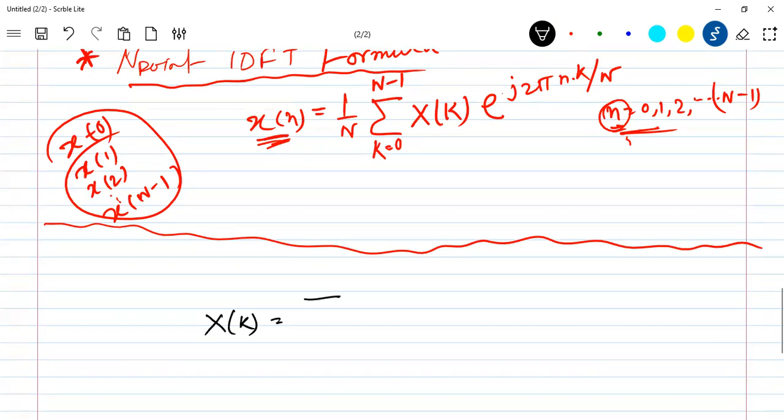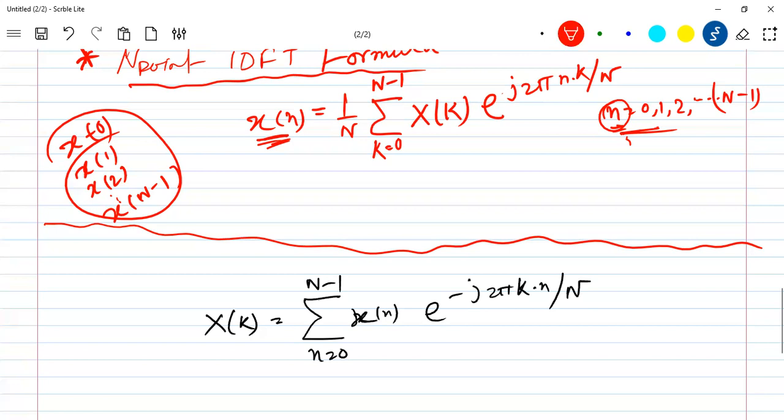So here the formula of DFT: summation n equals 0 to capital N minus 1 of x[n] e to the power minus j 2 pi k n by capital N. Got it? Anyone guess what this part is called in the formula? What is the meaning of x[n], and what is the meaning of e to the power minus j 2 pi k n by N?